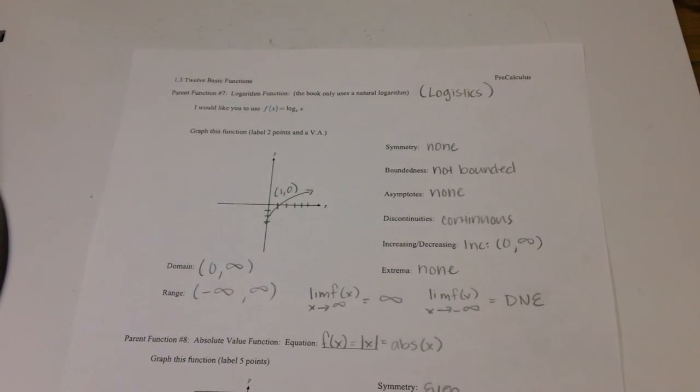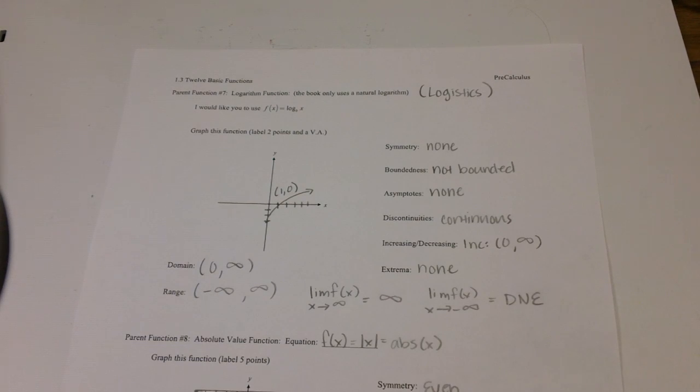Okay, this is a logarithm function. There is no symmetry, it is not bounded, there are no asymptotes, and it's a continuous function. A logarithm function also always goes through the point 1, 0. The logarithm functions increase from 0 to infinity, but they never actually start at 0. They don't touch 0, start close to it, go to infinity, and they don't decrease.